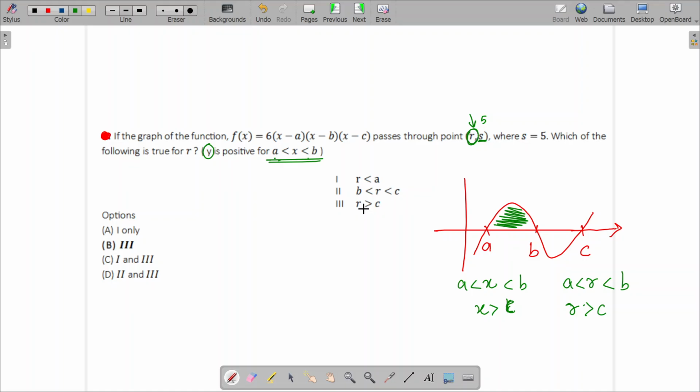You have to choose the options smartly. R is greater than c? This is correct. R is between a and b, but it is not between b and c. R is less than a? Is it? No, it's not. In the options it is saying r is less than a, but it is greater than. So these two options will get eliminated. Only the third option is right, which is option B. That's how you have to do this.